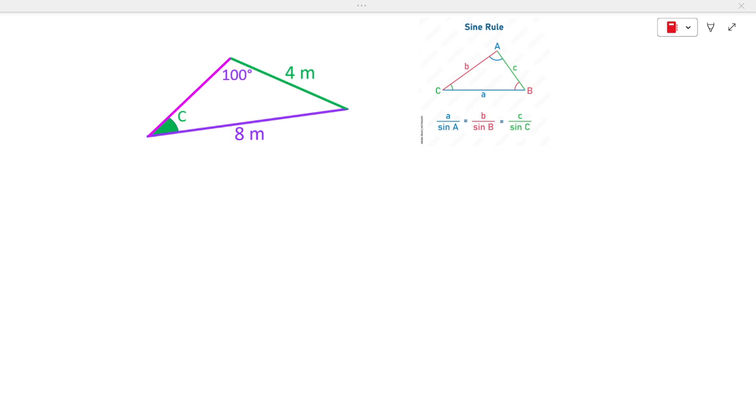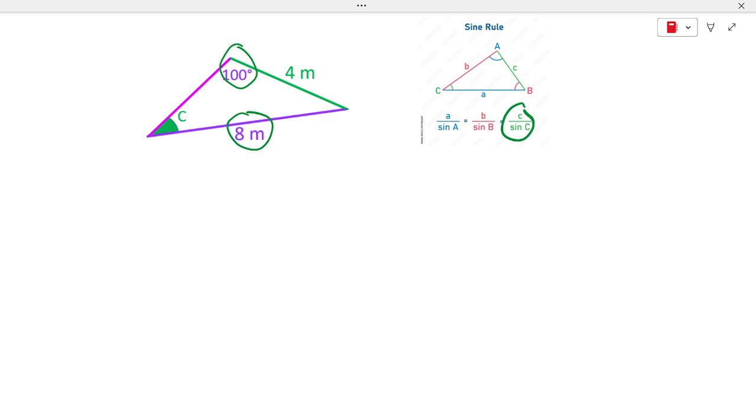In this question, we've been asked to solve for C, the missing angle. So we're going to use this part of our sine rule, and we can use either one of these two fractions. It will be the same no matter what. We're just going to use these two values here.